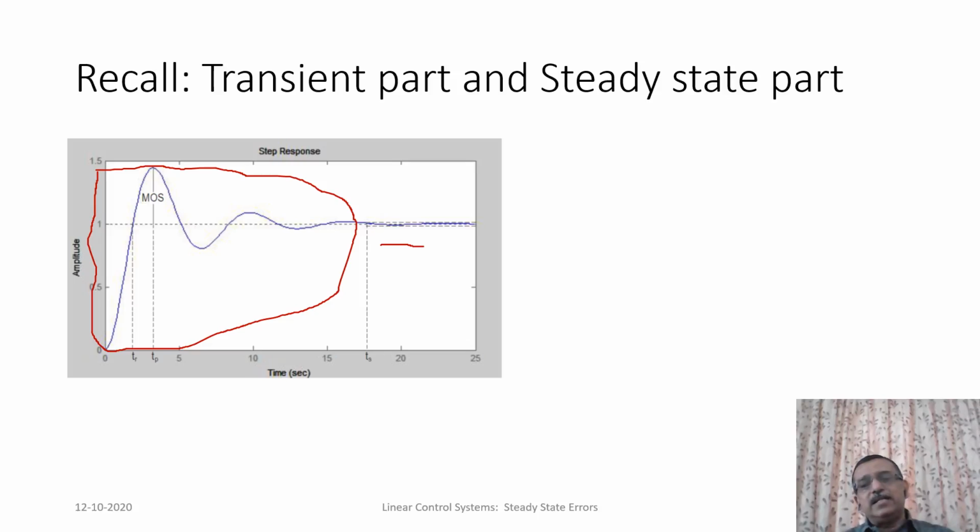In the transient part, we are interested in how much is the oscillation. As we saw in the last class, what is the maximum overshoot, what is the rise time, when is the peak time, and what is the settling time. All these numbers are of interest in the transient part. Suppose we have all these very great numbers: maximum overshoot is less, rise time is less, settling time is less. Would you call this a good ammeter? Suppose the response is like this.